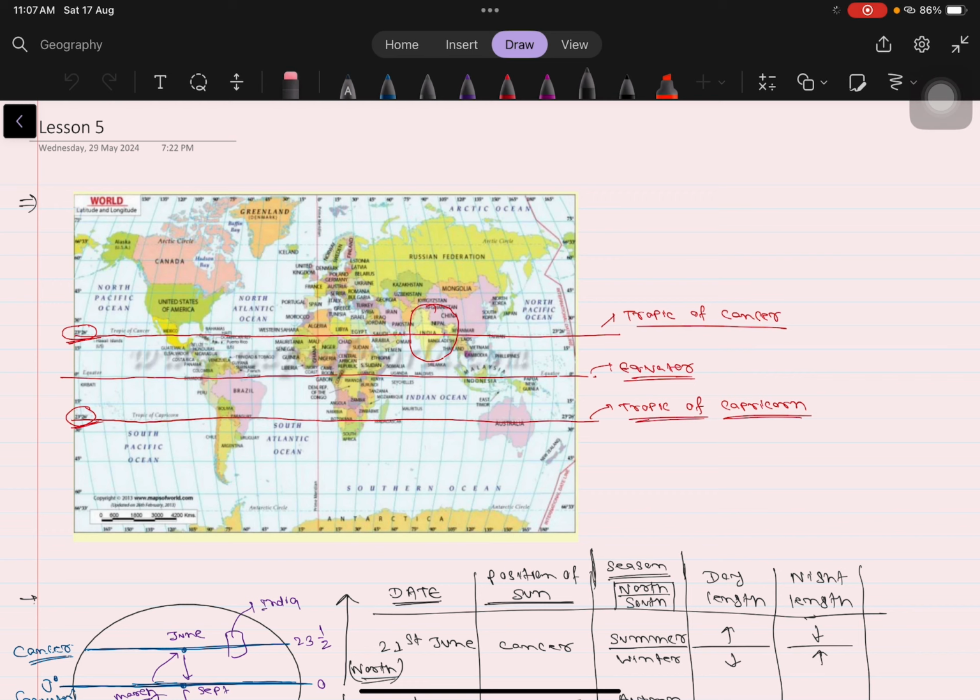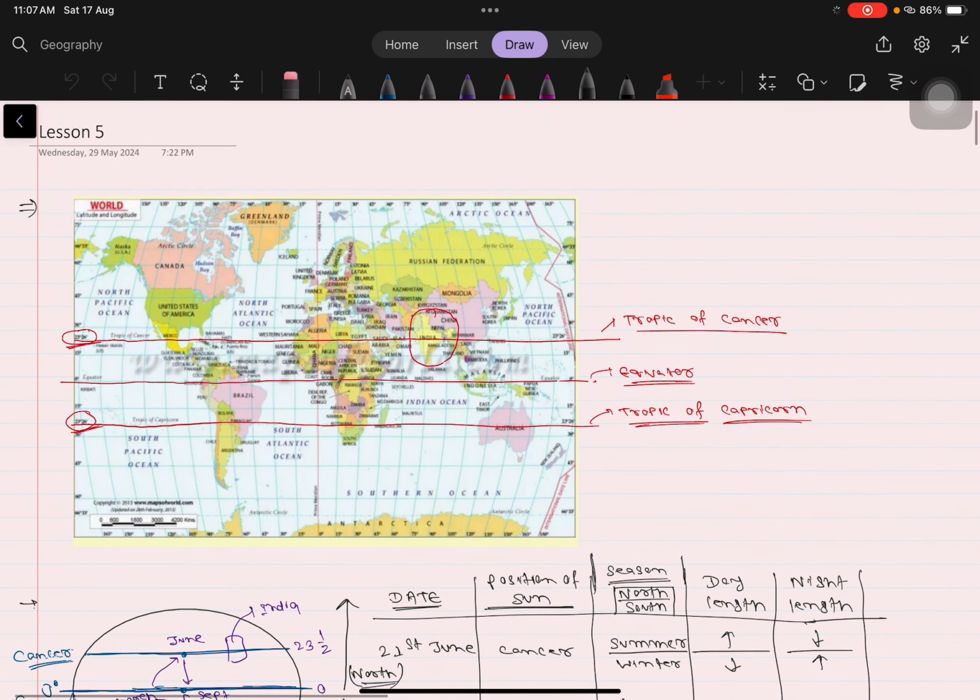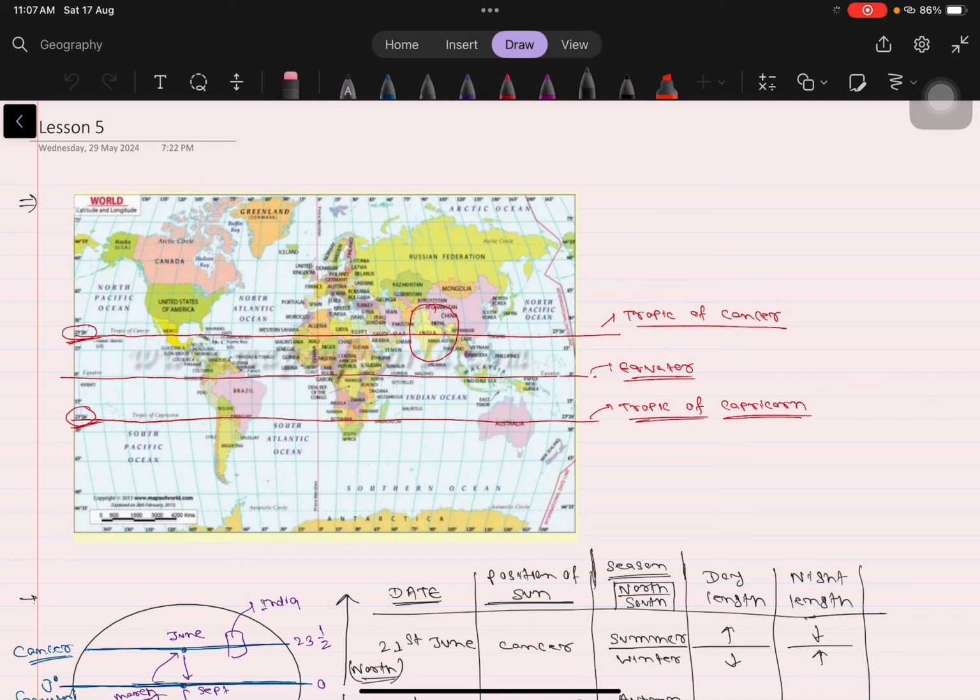This entire world map is divided based on the latitudinal lines: equator, Tropic of Cancer, Tropic of Capricorn, that is tropical area, temperate area, polar zone, etc. So let's discuss. We can see that at 0 degree latitude, it is called the equatorial line, and 23 and a half degree north and 23 and a half degree south are the Tropic of Cancer and Tropic of Capricorn, respectively.